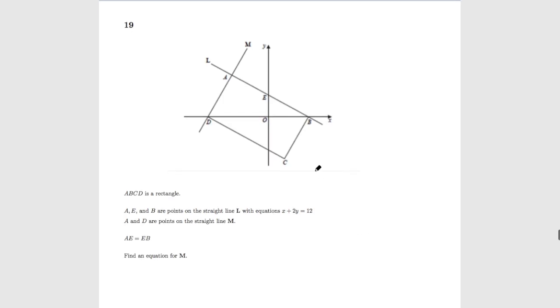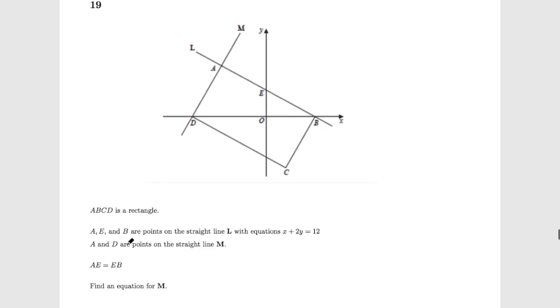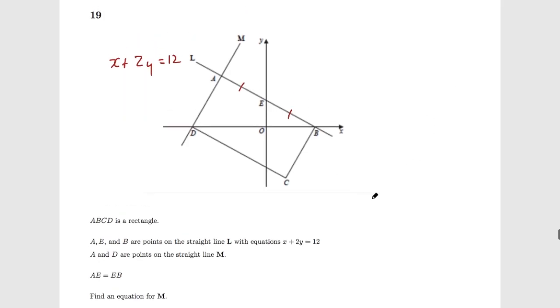Question 19 says, it gives us a diagram, and it says A, B, C, D is a rectangle. A, E, and B are points on the straight line L with the equation x plus 2y equals 12. Okay, so L is x plus 2y equals 12, and that's a straight line. And A and D are points on the straight line M. AE equals EB. Okay, find an equation for M.